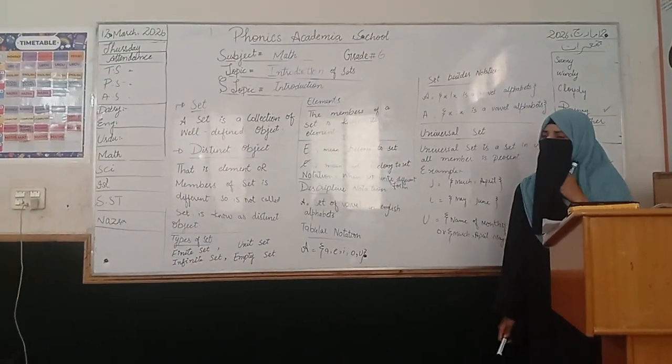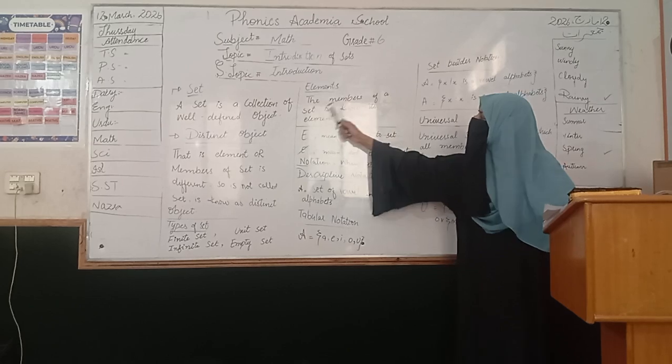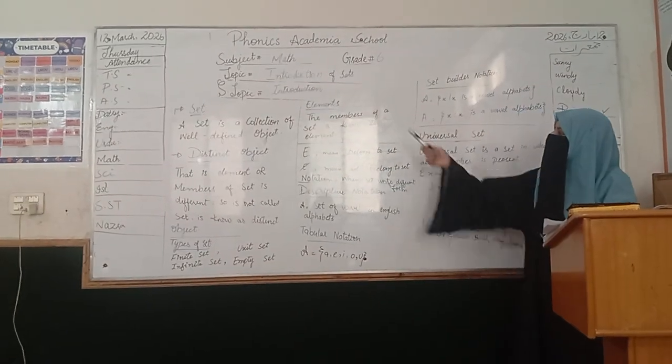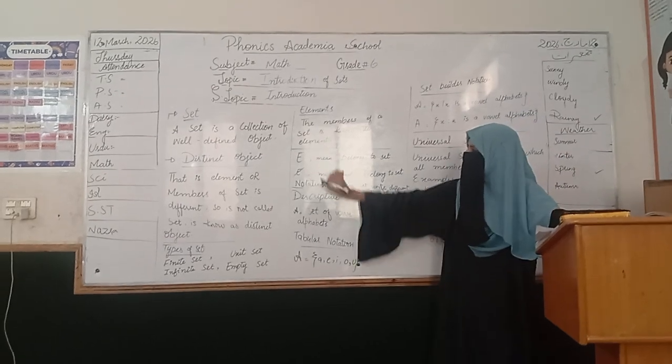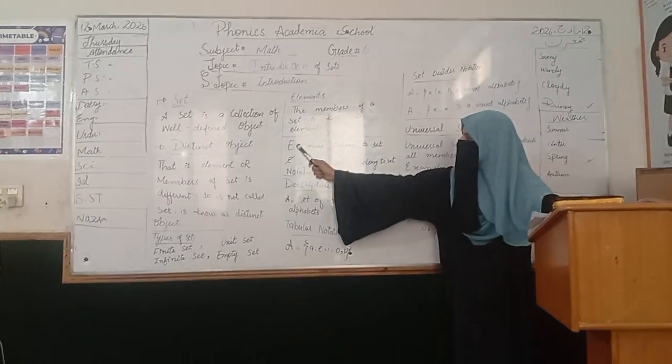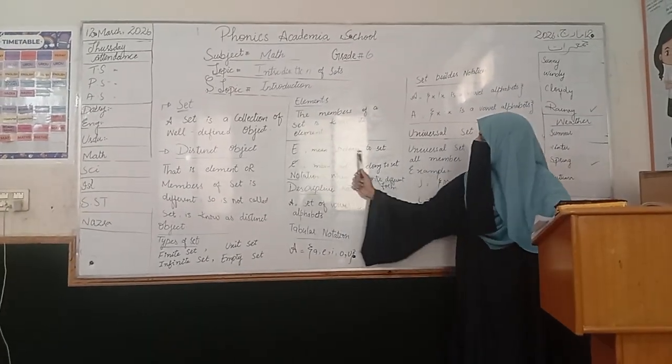Next term is elements. What are the elements? The members of a set. The member of a set is known as elements. There are two signs used in this chapter. First is belong. It means belongs to the set.